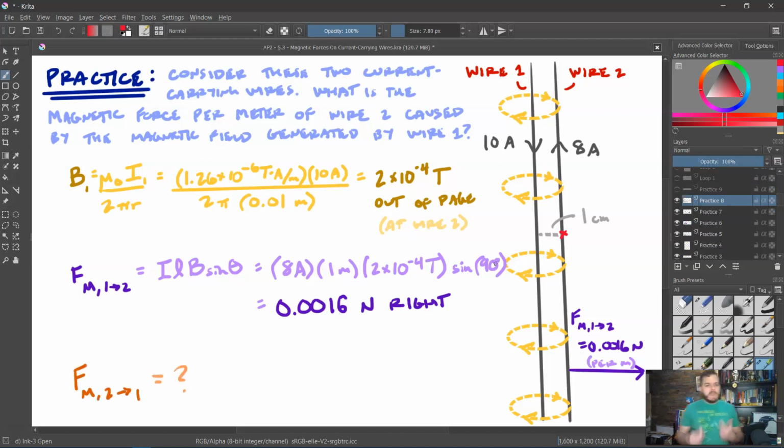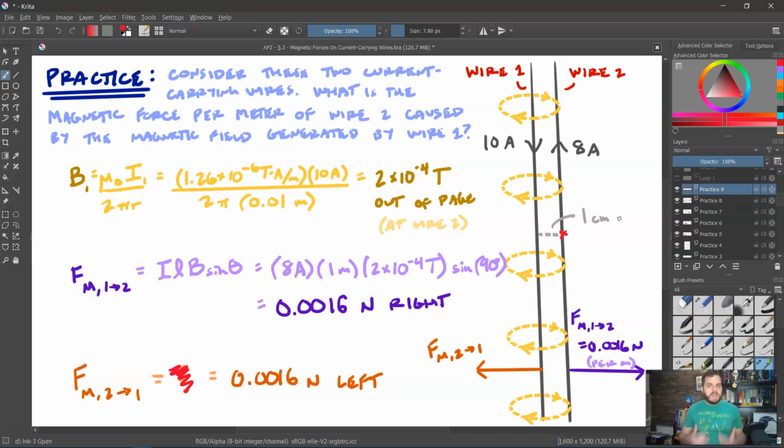But what would the magnetic force be of wire 2 on wire 1? Well, if we know the magnetic force of wire 1 on wire 2, Newton's third law, we should also know the magnetic force of wire 2 on wire 1, because it's going to be the exact same thing in the opposite direction. And in fact, the answer will be 0.0016 newtons to the left.